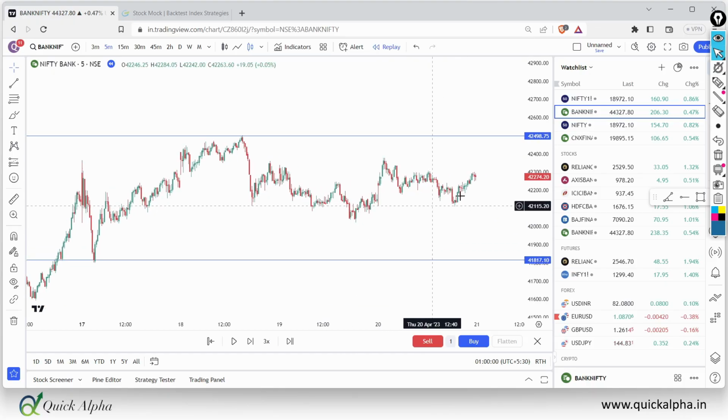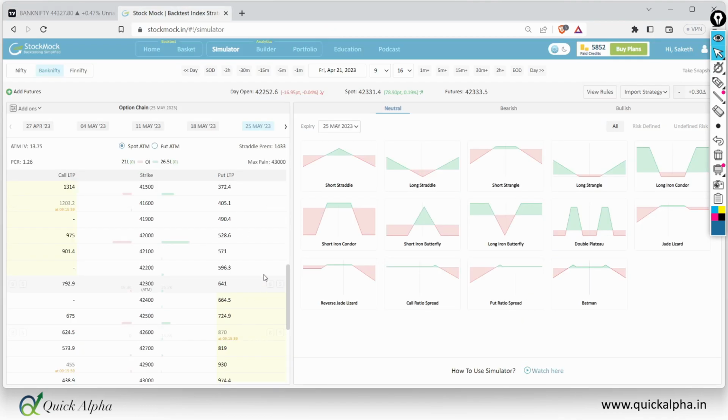So assuming that we are right now at this particular point and we have to mark important support and resistance. This would be one very important resistance and this would be an important support which I would be marking, right? Looking at this, let us say I ended up doing a 42,200 short straddle. So that is right over here. I'll create a 42,200 short straddle in the morning.